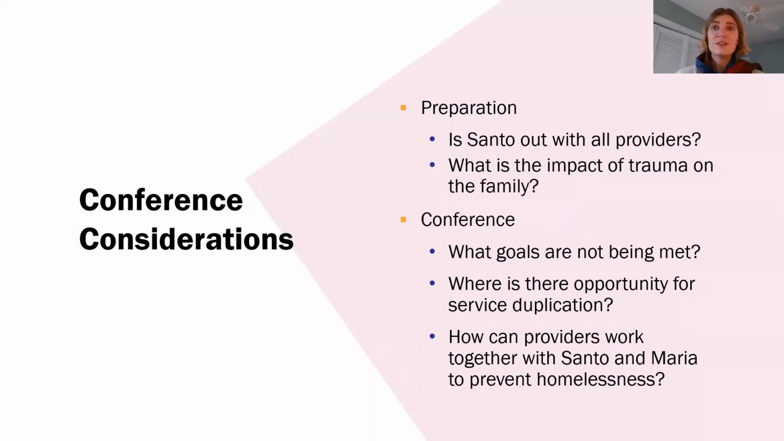And then at the conference, really thinking about what goals aren't being met. How can we come together as service providers to support the family? And how can we ensure that we're not duplicating services, but that we're working together to the best of our ability to maximize the resources and services available to really support Santo Maria and their children. Y'all did a great job.